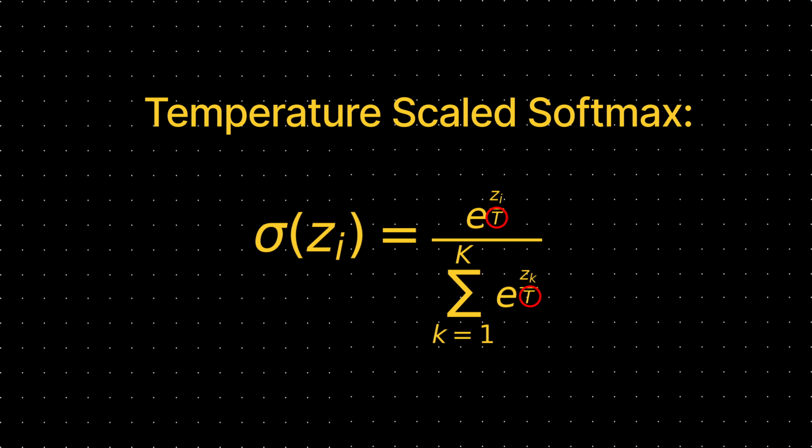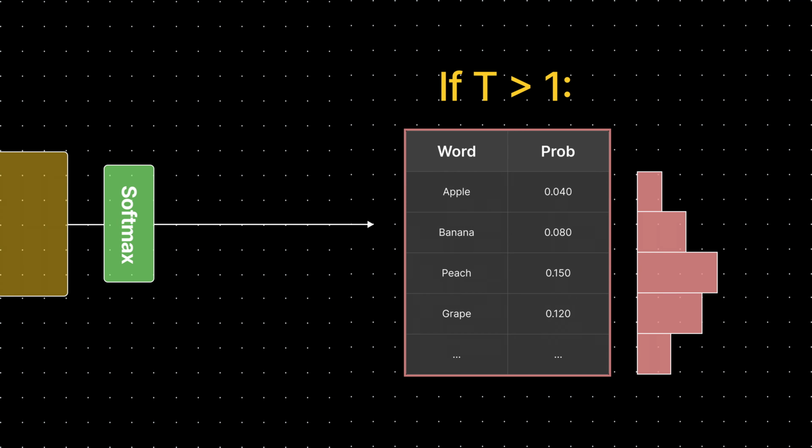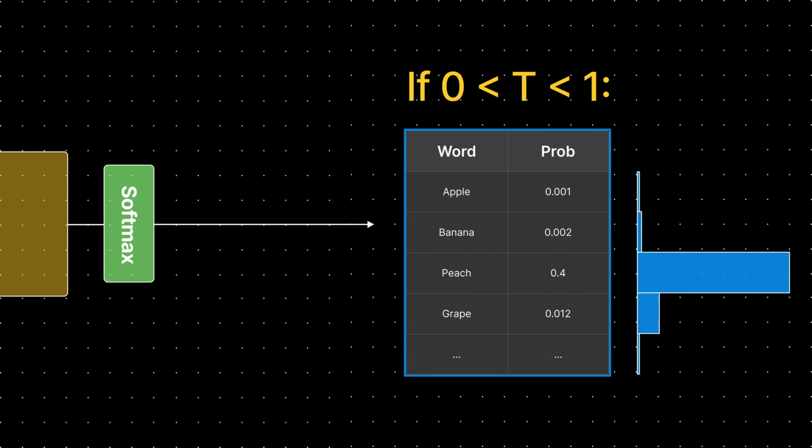We can have a few observations based on this. If temperature of T equals 1, it means no scaling, and we get a regular softmax function. If T is larger than 1, it makes the output probabilities closer to uniform, which means flatter, or more random. If T is between 0 and 1, it makes the output probabilities more extreme, which means sharper or more deterministic. I know this might still not be intuitive for some of you.